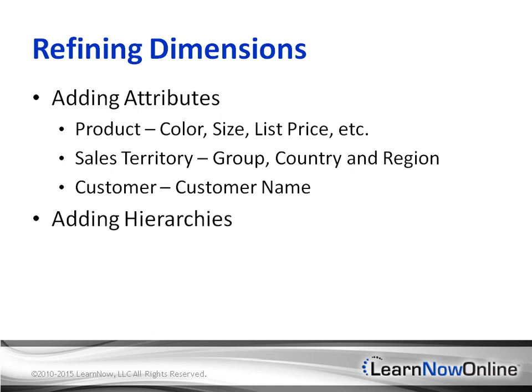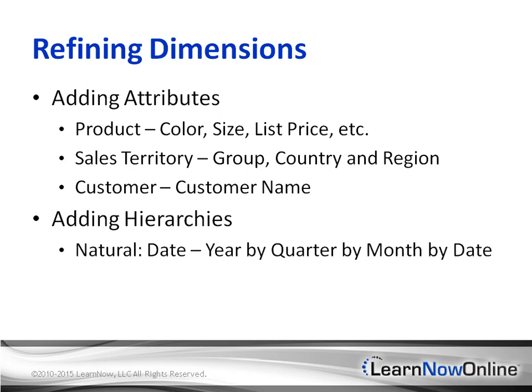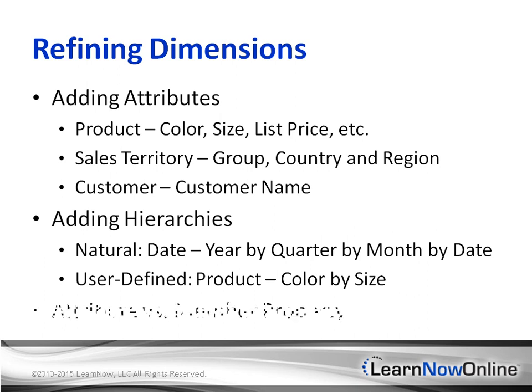Next, we're going to look at adding hierarchies. Natural hierarchies are like the date dimension, which has a relationship between year, quarter, month, and date. We can create this natural hierarchy in the dimension. A user-defined hierarchy might be that the users or the business requires a color by size comparison. We'll be able to create this in the product dimension.